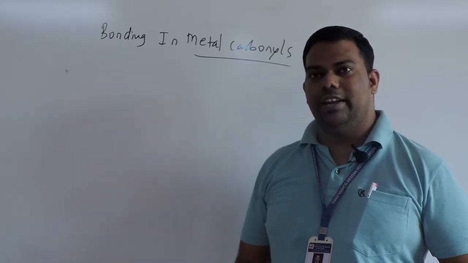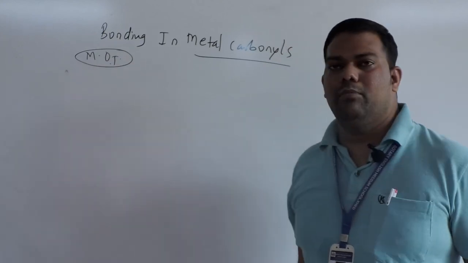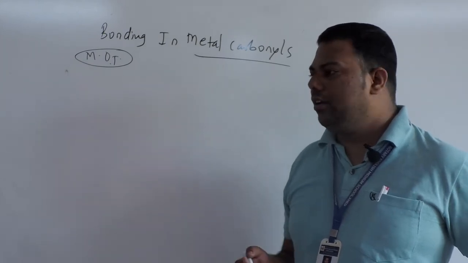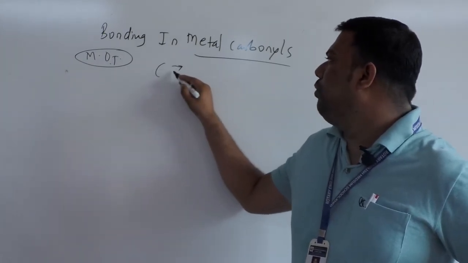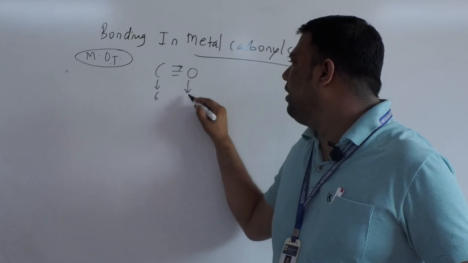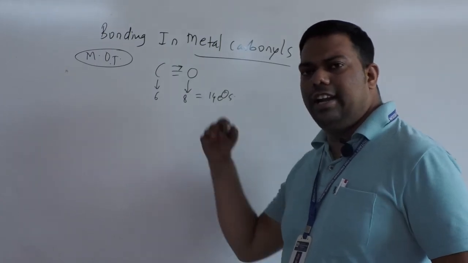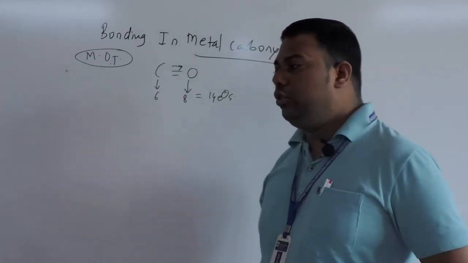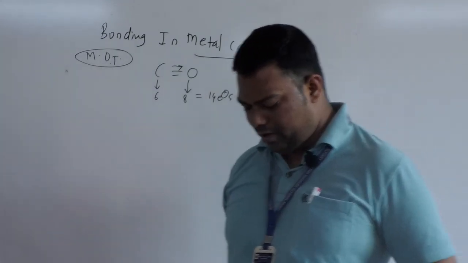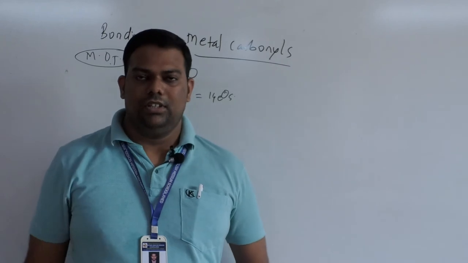Now this will be explained on the basis of MOT, molecular orbital theory. If you consider carbonyl as an example, as you know, carbon has 6 electrons and oxygen has 8, so a total of 14 electrons are involved. In relation to bond order, you must know this from your previous class notebook on chemical bonding and molecular structure, where you may already have done this.